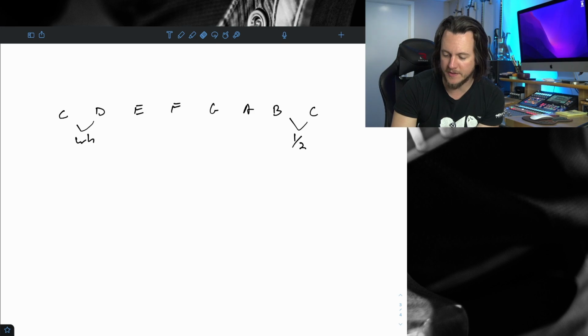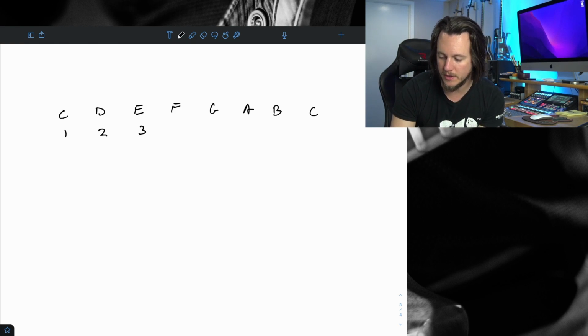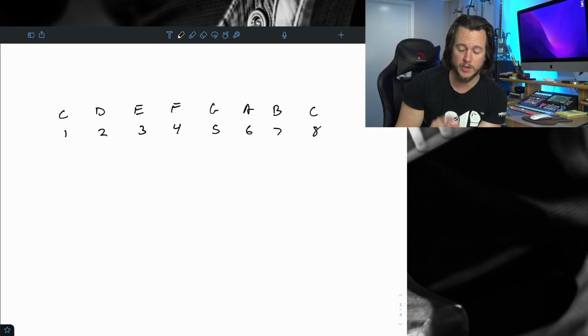Now I'm going to get rid of the half steps and whole steps on here, and I'm just going to give these numbers, okay? So 1, 2, 3, 4, 5, 6, 7, and then, of course, 8. And we can keep going if we wanted to, but we're going to stop there. That's really the first part of intervals, just counting the notes.